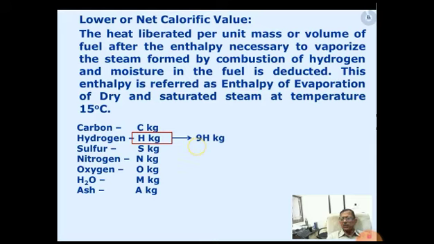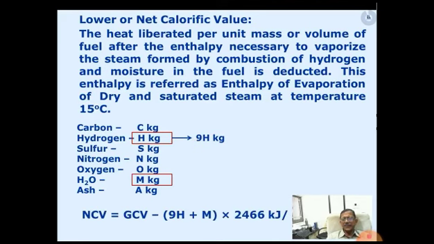And if m kg moisture is already there, then the total moisture will be 9H plus m. So from the GCV, if I deduct this 9H plus m, multiplied by 2466 kilojoule, which is the latent heat at 15 degrees centigrade, whatever remains is the net calorific value. So that is how we calculate the theoretical net calorific or lower calorific value: GCV minus (9H plus M) into 2466. If the fuel doesn't have moisture, we don't use M, only 9H into 2466.